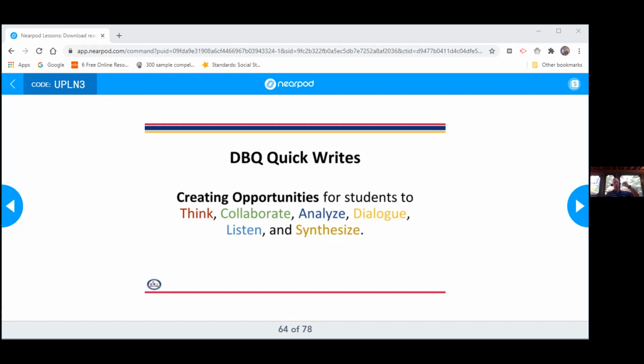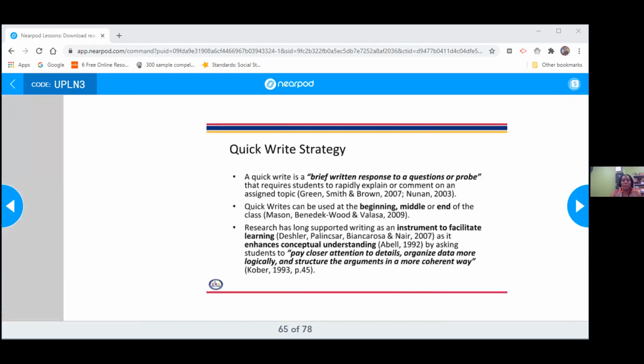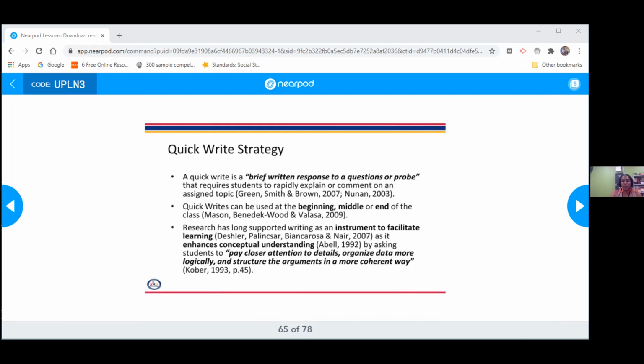Yep, looking at those inquiries, just taking one document out of there and using that compelling question, and having students look at that one. If I don't have time to do all that, I can find one good document that I really want them to dive into. And DBQ is document-based questions. So it's a brief written response to the question or the probe. It could be used at the beginning or the end, and it increases their learning because students are paying close attention to all of the details.